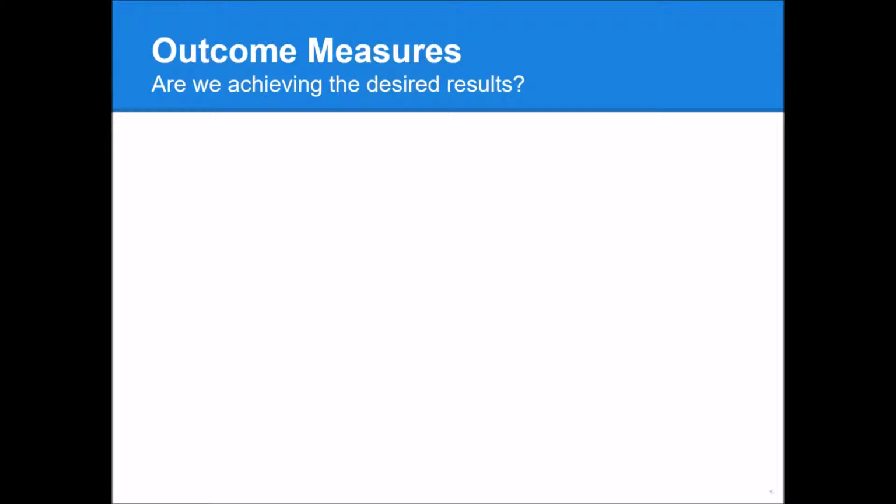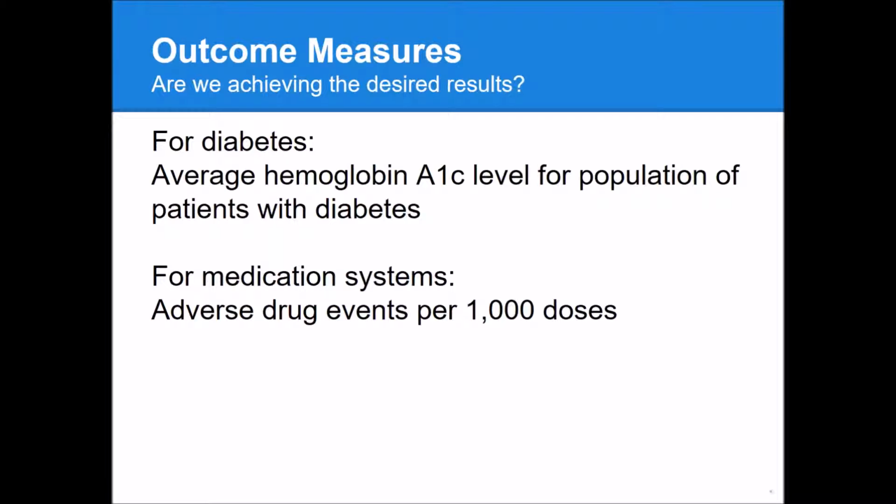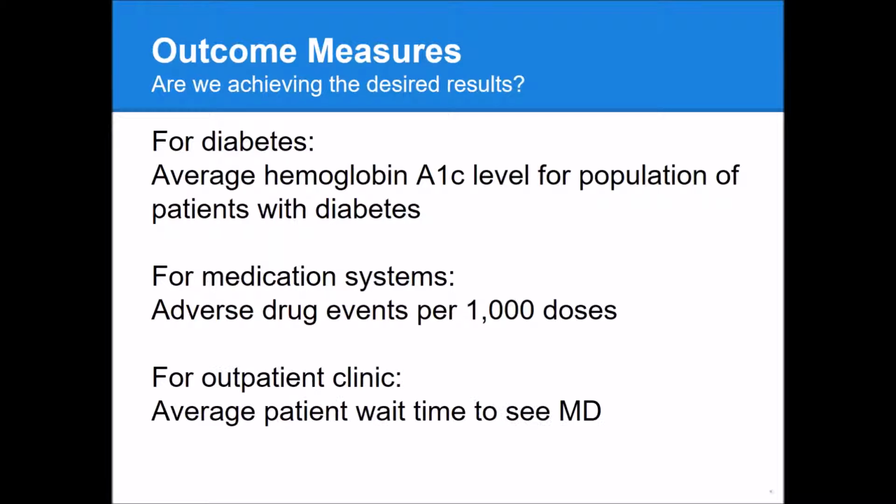So let's look at some examples of outcome measures in different projects. And I made these up off the top of my head just to show you what some examples would look like. Let's say you were doing a project on diabetes. An outcome measure might be the average hemoglobin A1C level for your population of patients with diabetes. Or in a project where you're looking at a medication system, you could look at an outcome measure of adverse drug events per 1,000 doses of medication given. Or for example, in an outpatient clinic setting, your outcome measure might be the average wait time to see a doctor.